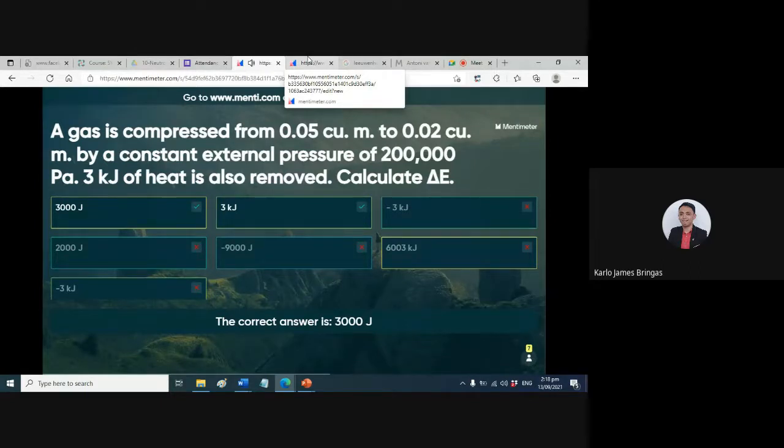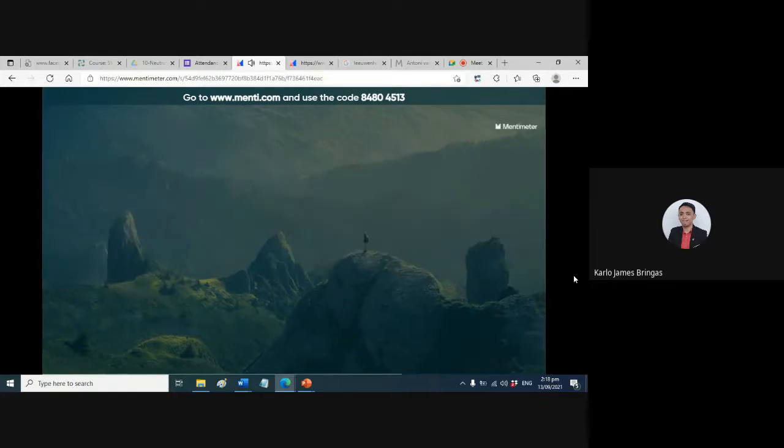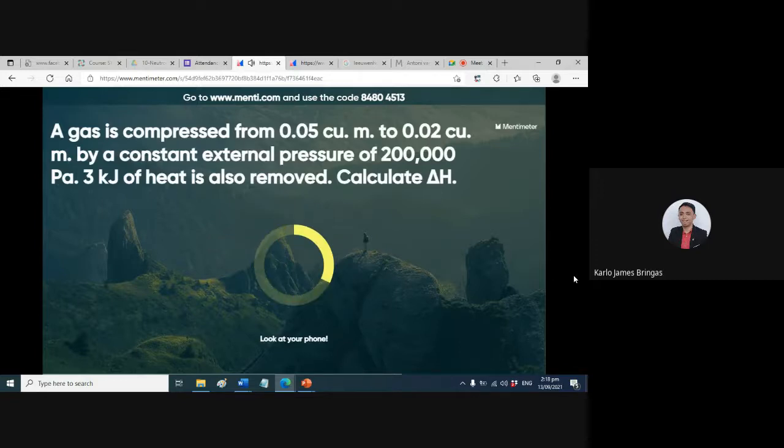Again, please recall na when you're talking about kilo, a kilo is equal to 1,000 of something. So 1 kilojoule is 1,000 joule. So we have 2 persons who got the correct answer for this one. So congrats on getting the correct answer for this. And then we have question number 5. So this time, we're now looking for delta H. Taking note of the answers earlier, 6,000 joules ang ating work, W. 3,000 joules ang ating delta E. This time, please compute the delta H.